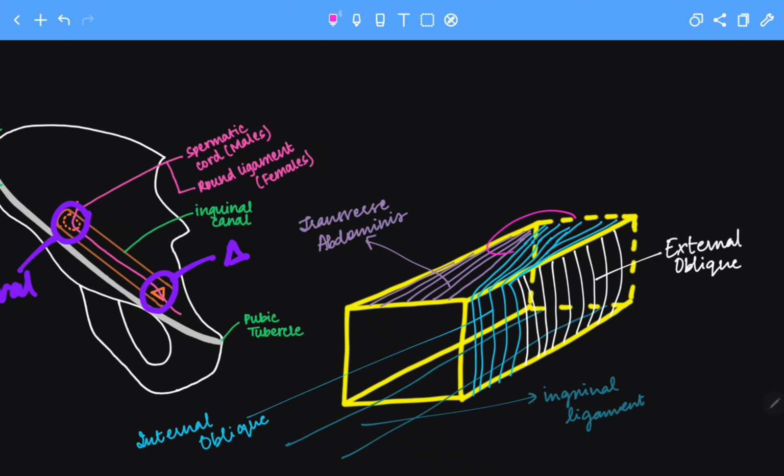Over here, on the superior surface itself, both the internal oblique, which is in blue, as well as the transverse abdominis, which is in purple, will merge together and they will form a conjoint tendon. And this conjoint tendon is going to insert on the pubic tubercle.